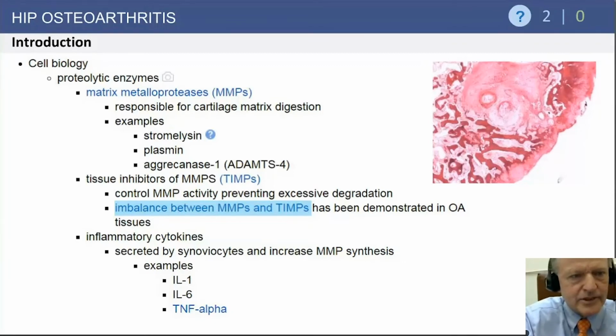TIMPs. The inflammatory cytokines are probably familiar to all of you because of the osteolysis literature. They're interleukin 1, 6, and TNF-alpha, commonly implicated in destruction of bone and osteoarthritis.